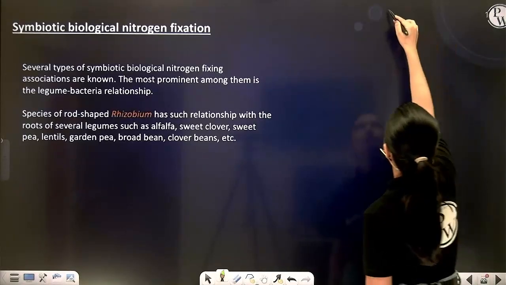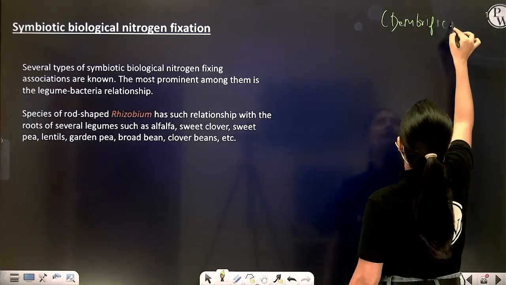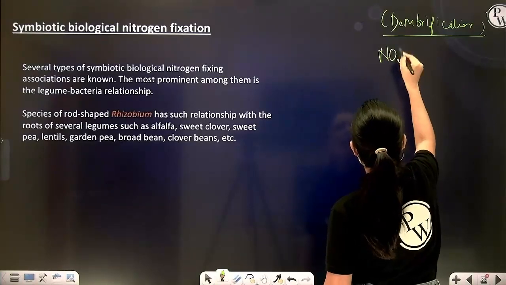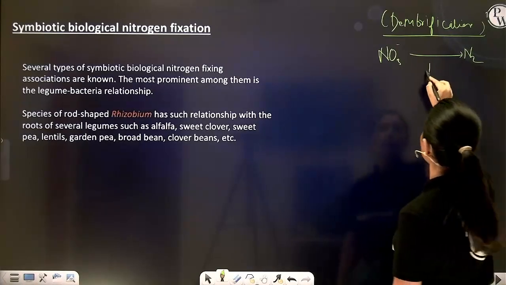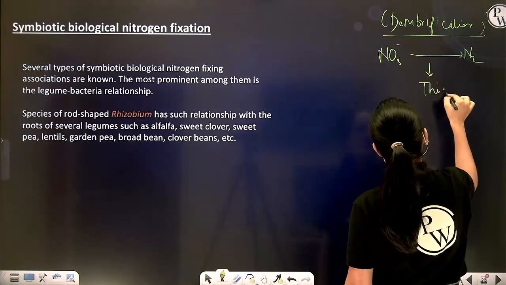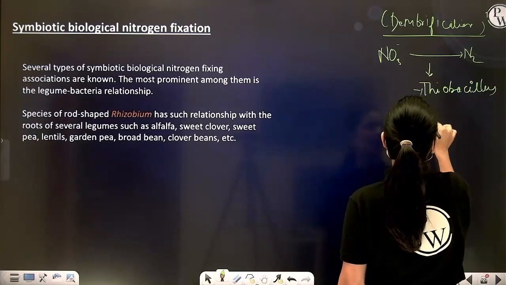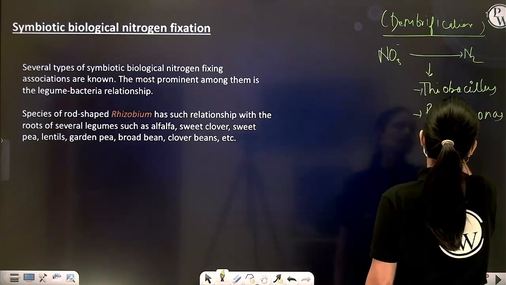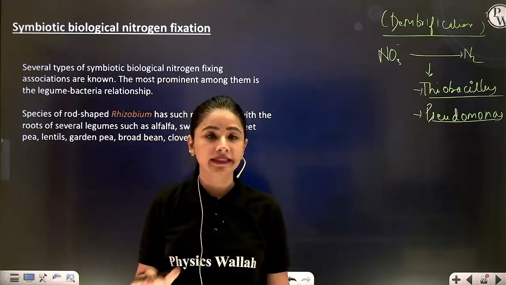And the last step to complete the nitrogen cycle is denitrification. Here I am going to write denitrification a little bit. The last step of the cycle is denitrification, where nitrate in the soil can be directly converted into nitrogen with the help of some soil microbes like Thiobacillus and strains of Pseudomonas. Clear? So this is how the nitrogen cycle is completed.